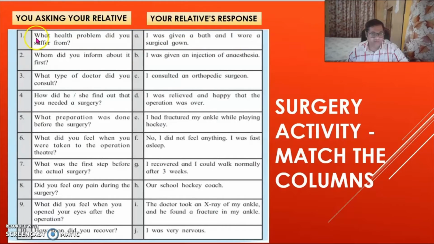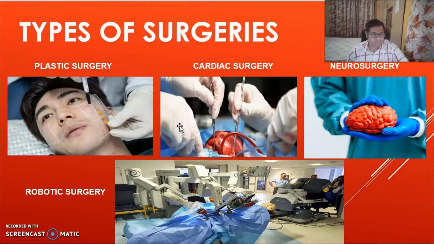For example, I give you one example. What health problem did you suffer from? Then look through all the options. Then we match it with this: I had fractured my ankle while playing hockey. So this is your relative's response. This is you asking, and this is what your relative will respond. Okay, so match it correctly. Now we'll go to the next.